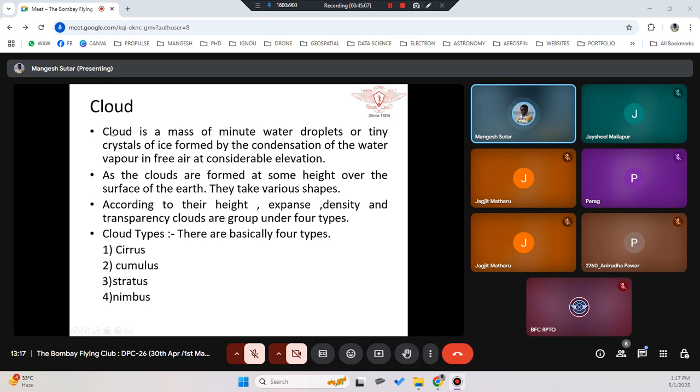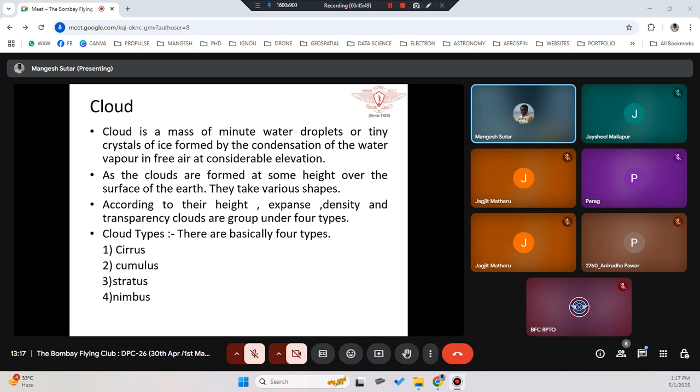Now cloud. A cloud is a mass of minute water droplets or tiny crystals of ice formed by the condensation of water vapor in free air at a considerable elevation. So you will always see clouds in the sky at height. As clouds are formed at some height over the surface of the earth, they take various shapes according to their height, expanse, density, and transparency. They are grouped under four types. So depending upon their location, size, shape, density, the way they look, and the transparency of the cloud will tell you the type of cloud.